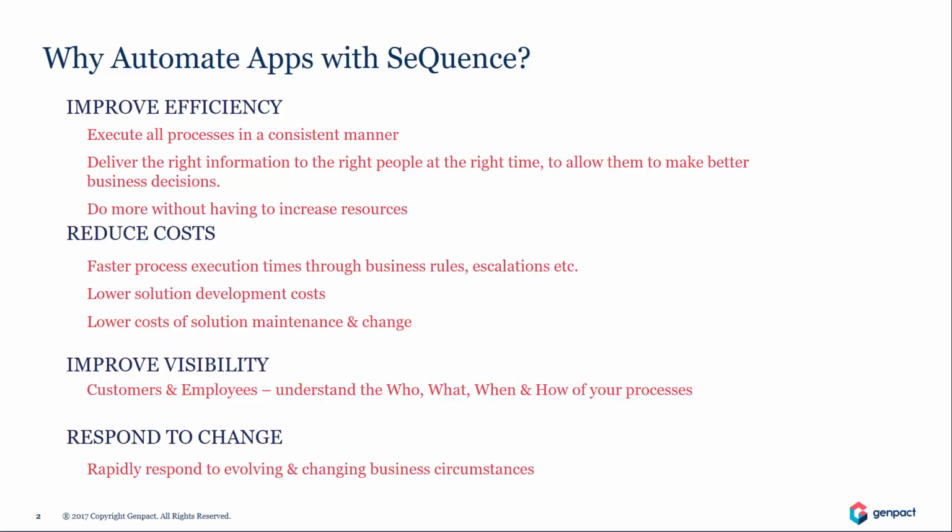So the first question you need to ask is, why automate applications with Sequence? Firstly, executing processes in a consistent manner promotes user adoption and reduces training needs. The low-code development environment reduces solution development costs, which means you can do more with fewer resources. But my favourite on this slide is that it's around delivering the right information to the right people at the right time to allow them to make better business decisions. I could spend half an hour just on this slide, but for the moment I'll dive into the demo.